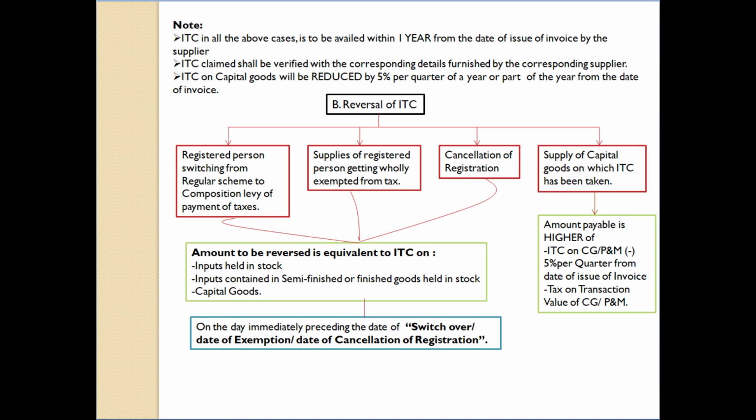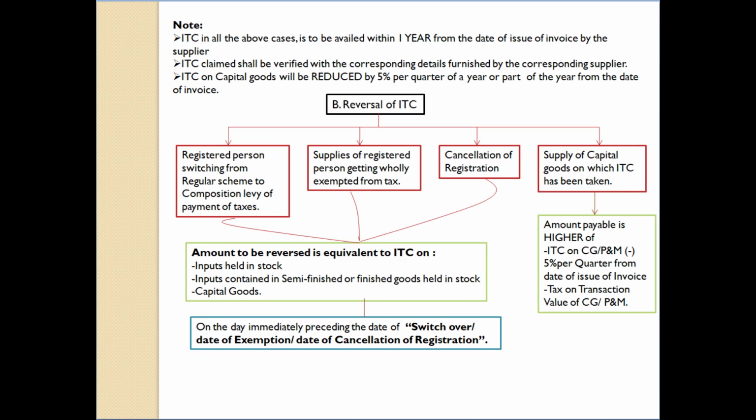ITC has been taken. So the first three categories of persons, who switch from the regular scheme to the composition scheme, whose supplies become wholly exempt from tax, and who cancel registration, must reverse an amount equivalent to the input tax credit on inputs held in stock as contained in semi-finished goods or finished goods, and capital goods, on the day immediately preceding the date on which the registered person switches over, or the date of exemption or date of cancellation of registration.